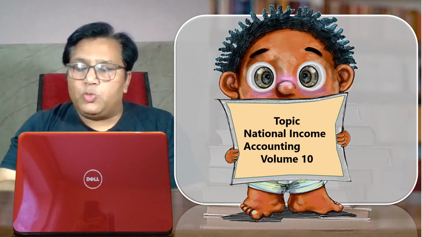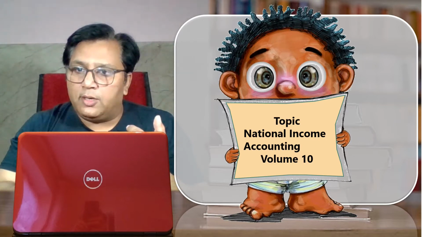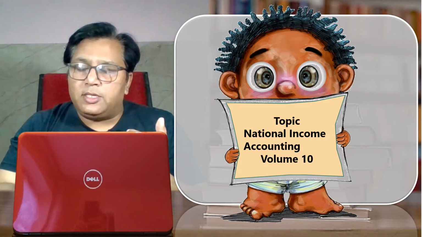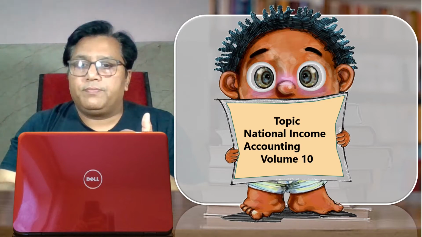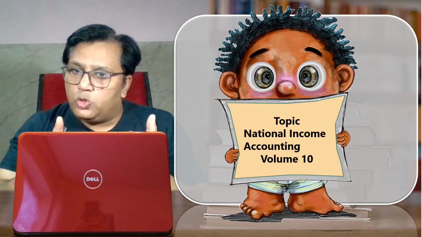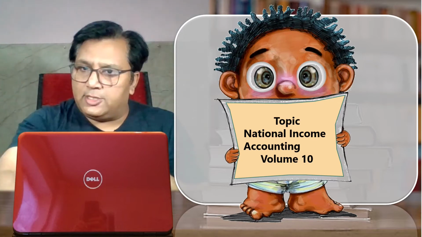There are three methods to calculate national income. The first one is the value added method or the product method that we have already discussed. The second method is the income method that we will discuss today. And the third method is the expenditure method that we will discuss tomorrow. So without wasting time, let's start the class.